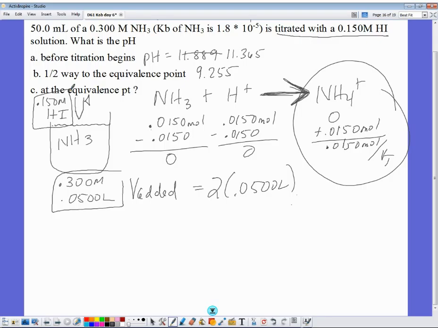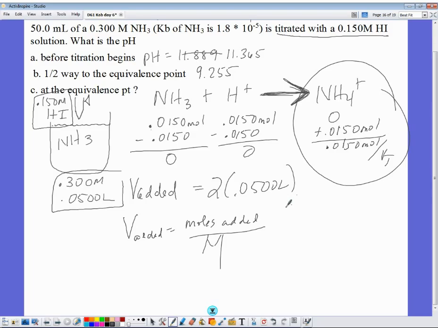Okay, another way of looking at it is volume added is moles added divided by his molarity. Okay? Another way of looking at it. Or you can eyeball it like you should be able to over here.